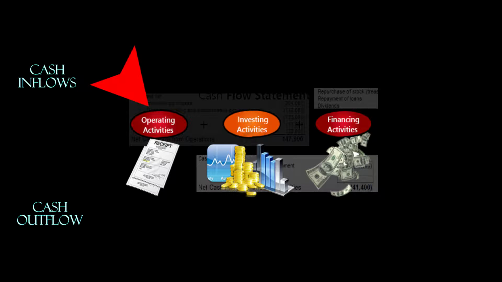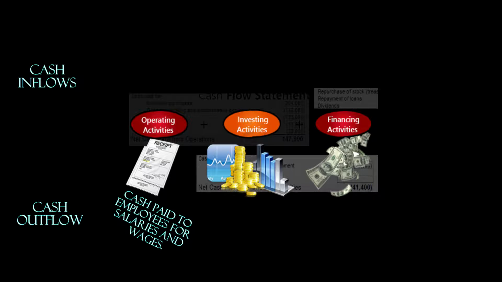A cash flow can be classified in one of the following categories. Number one would be operating activities. A cash inflow in operating activities would be cash received from sales of goods and services to guests, for example, while a cash outflow would be cash paid to employees for salary and wages.